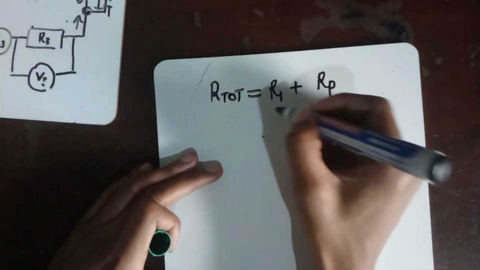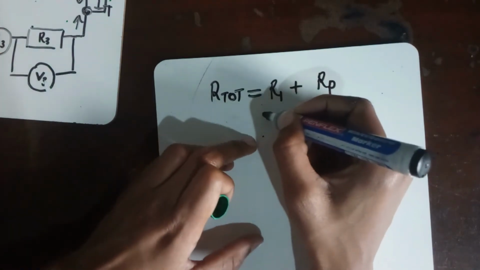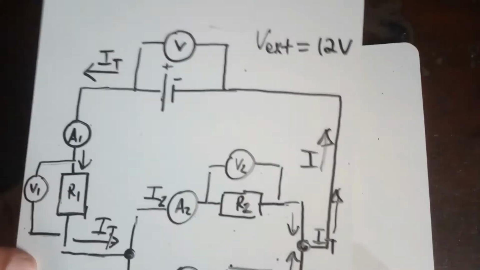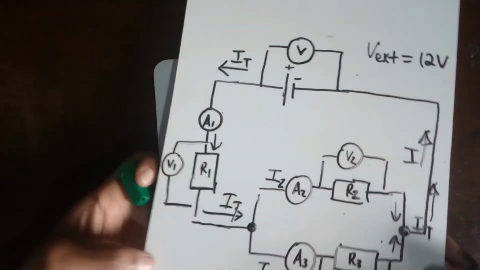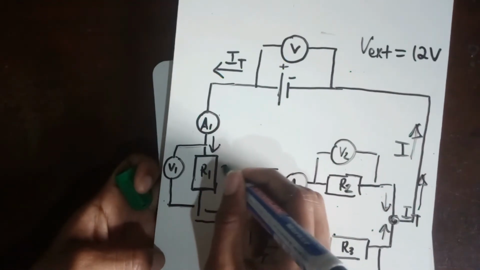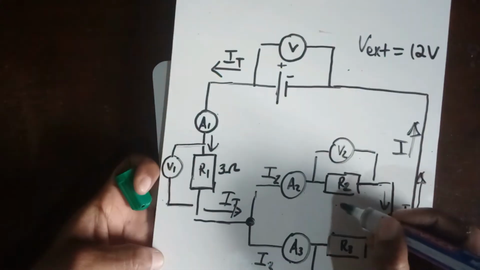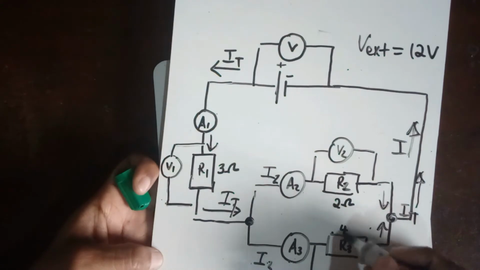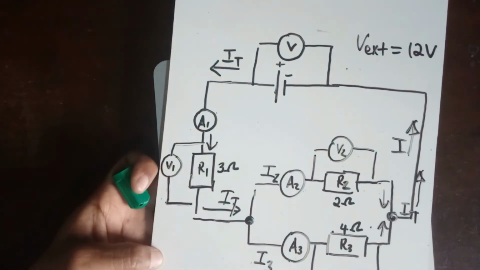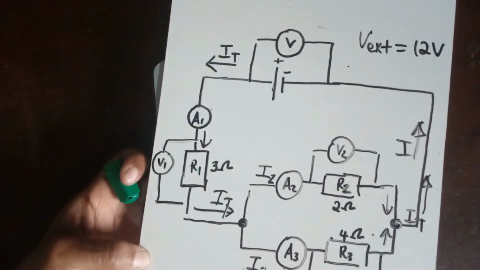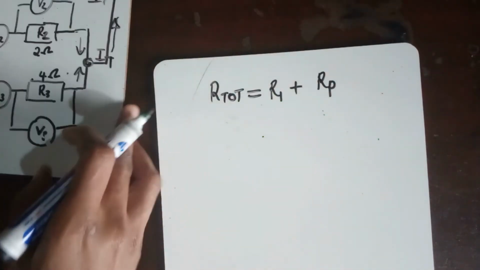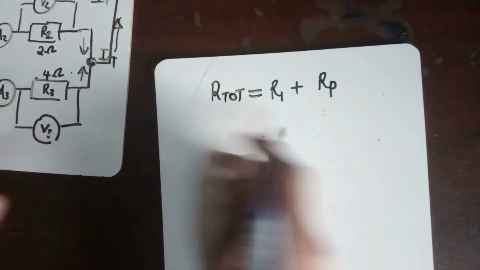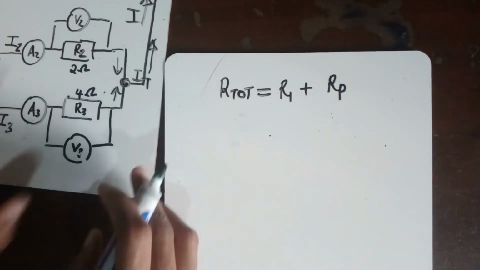Okay, so what are the values for these? I actually didn't write the values, so that was a mistake. Let me write them. The value for this resistor is 3 ohms, the value for this resistor is 2 ohms, and this one is 4 ohms. So just add that information on your drawing. So we know R1 is 3 ohms. RP we have to find, because it's for this parallel connection.